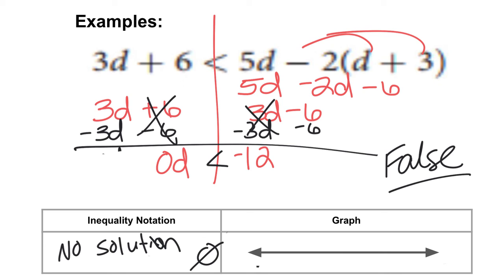Okay, so take a look at this first one. Hopefully you were able to come up with no solution as your answer. As you worked it out, you ended up with 0D is less than negative 12. And we know that 0 is not less than negative 12. That is a false statement. So we give that solution as no solution. If you missed this, go back and look at your work and compare it with mine and see if you can find where you made your mistake.